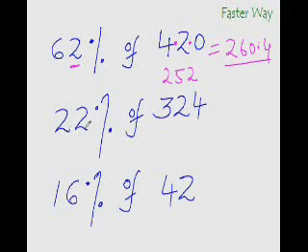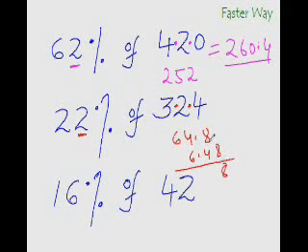This is 22%. 22% is 10% plus 10% plus 2%. So 10% would be 32.4 and 20% would be double of that, that is 64.8, isn't it? Now all you need to do is add this 2%. So 1% is 3.24. So 2% would be 6.48, isn't it? Now just add these numbers. It would be 8 and 4 plus 8 is 12. Carry forward 1 here. 65 plus 6 is 71. The answer is 71.28.